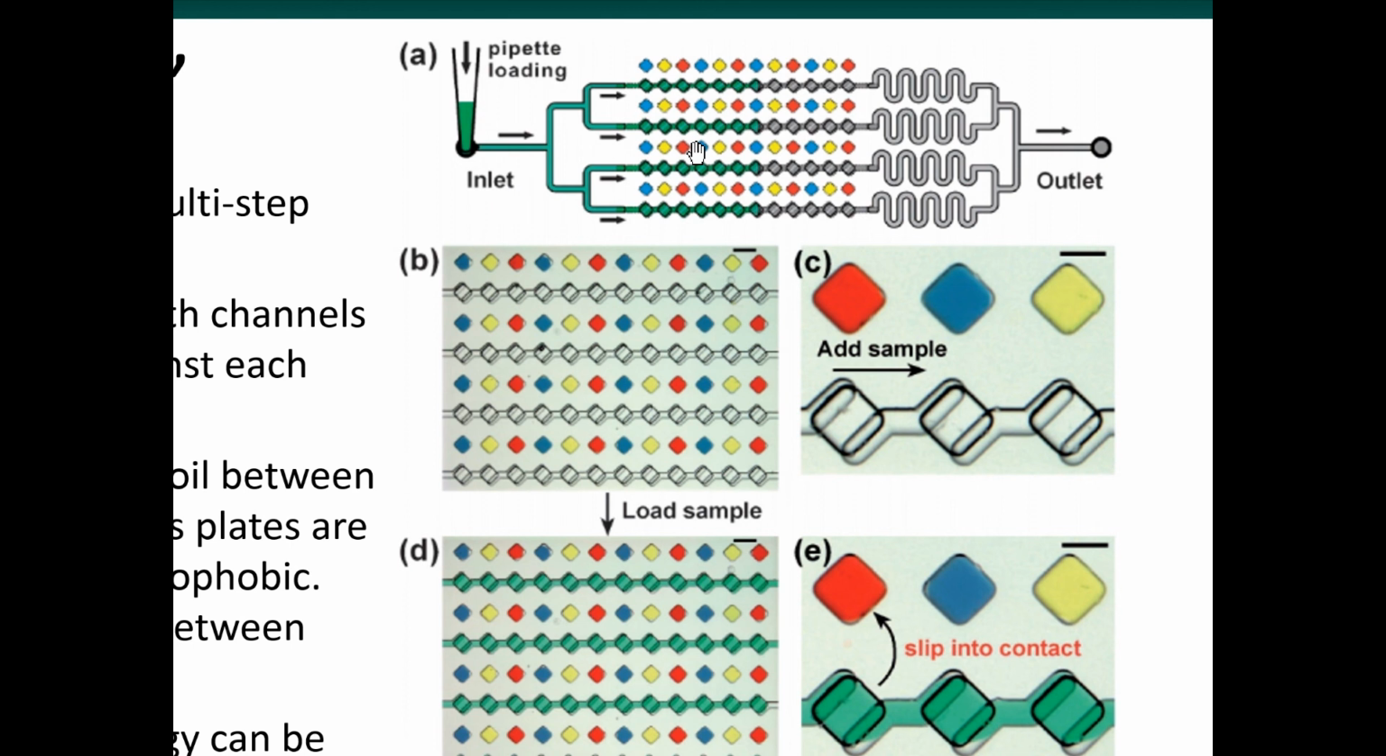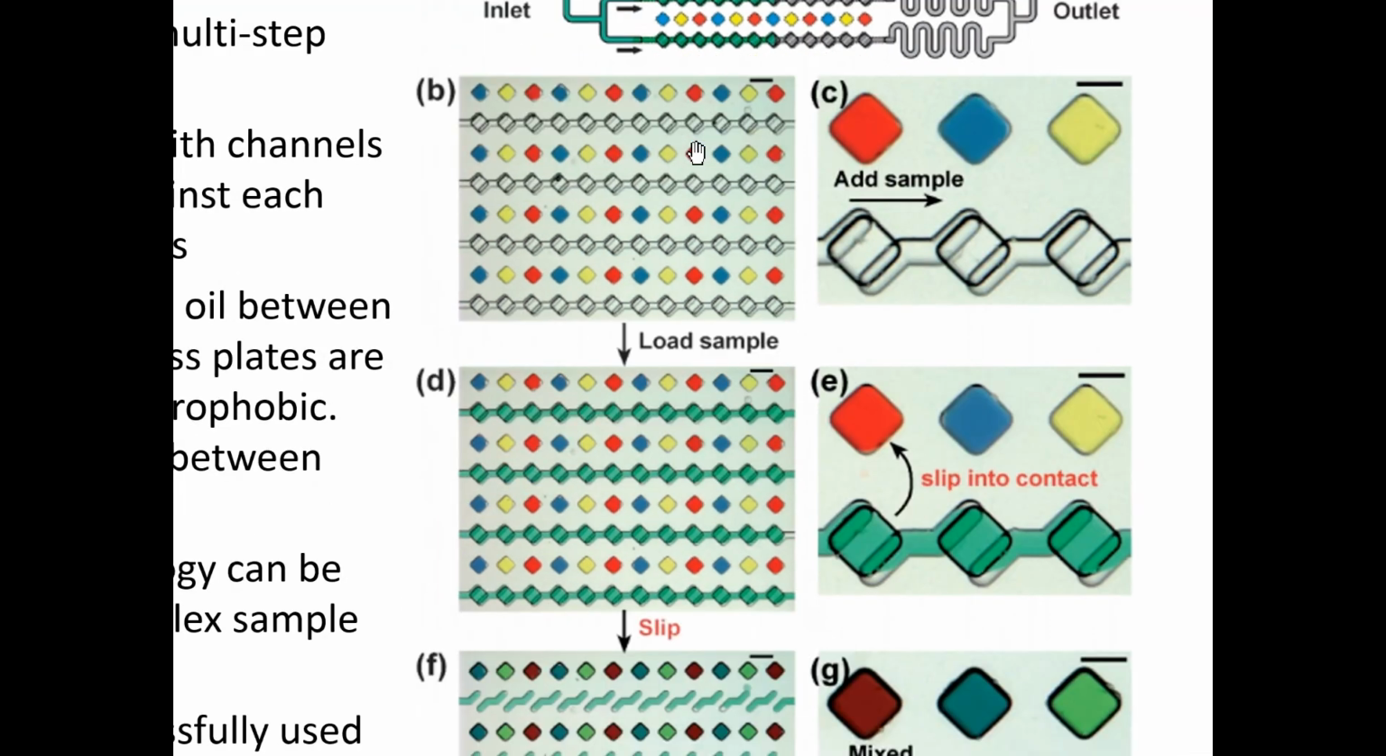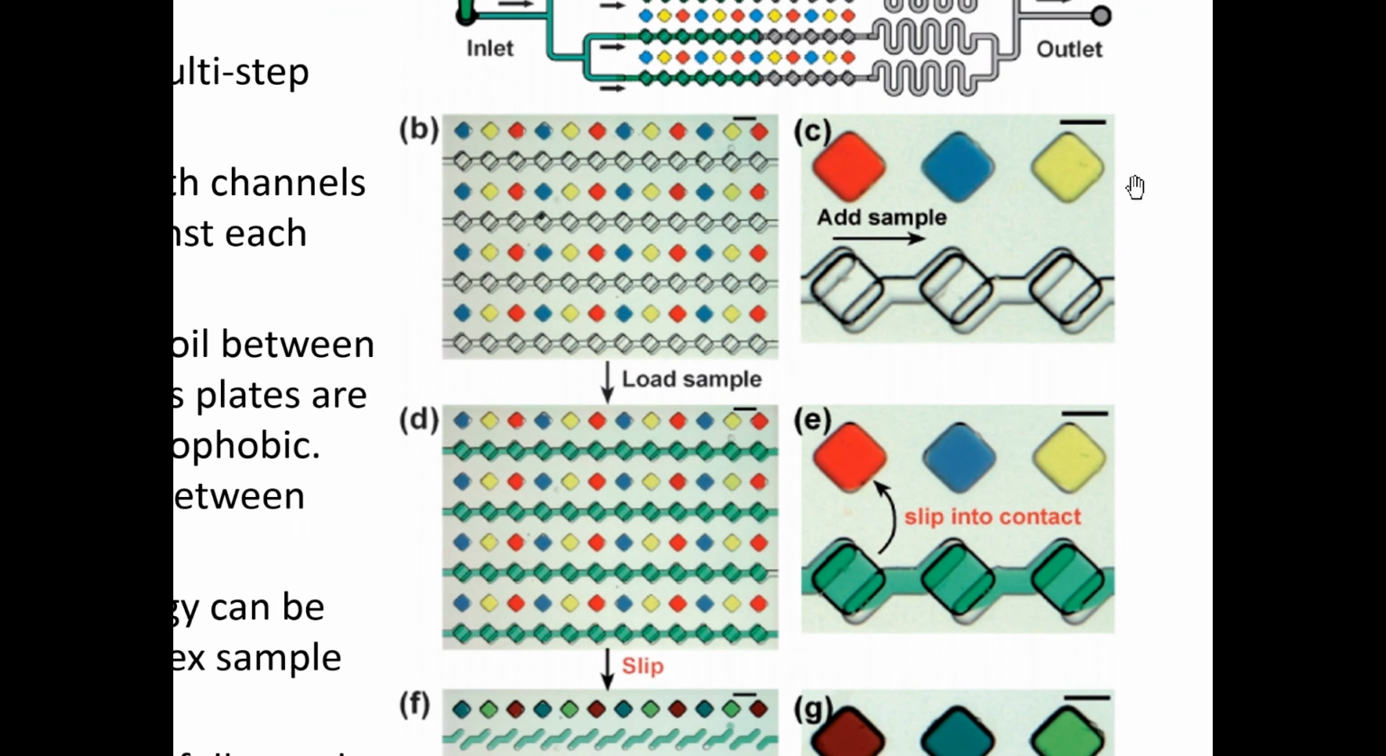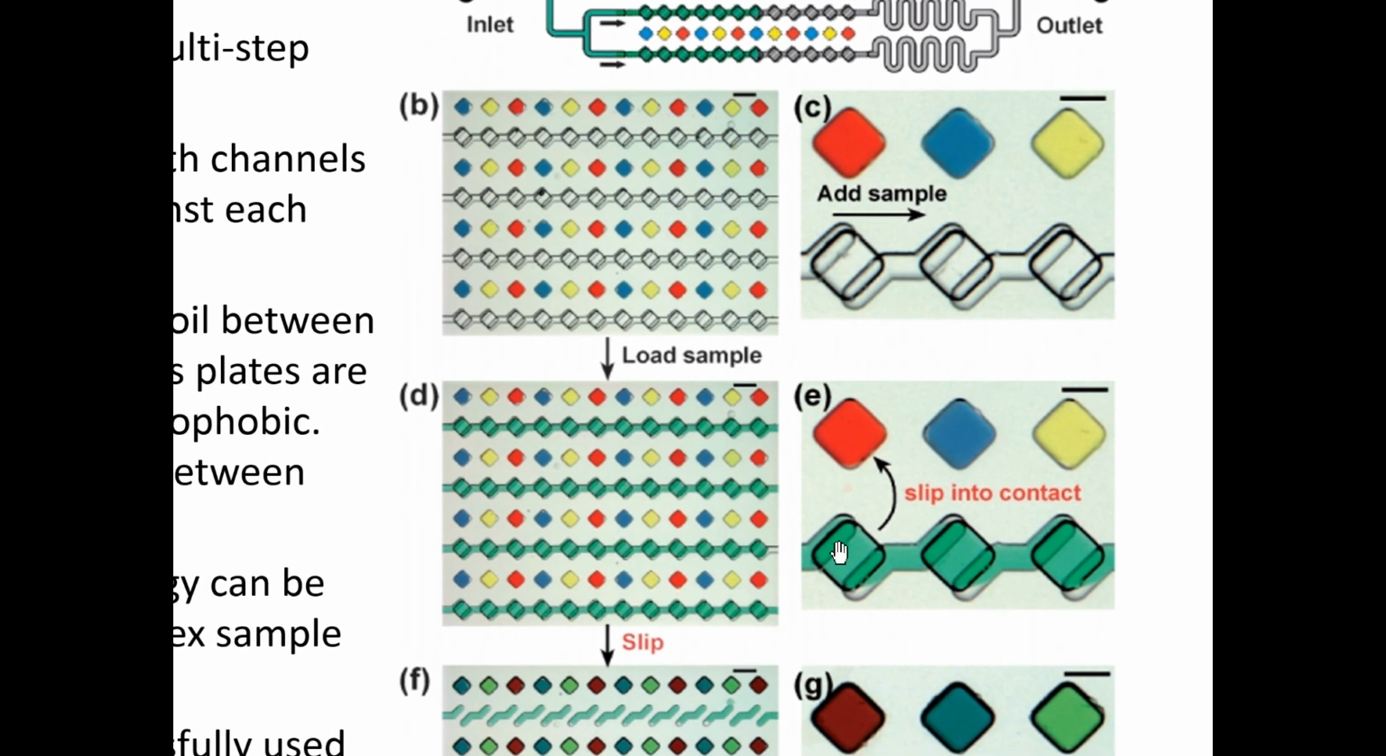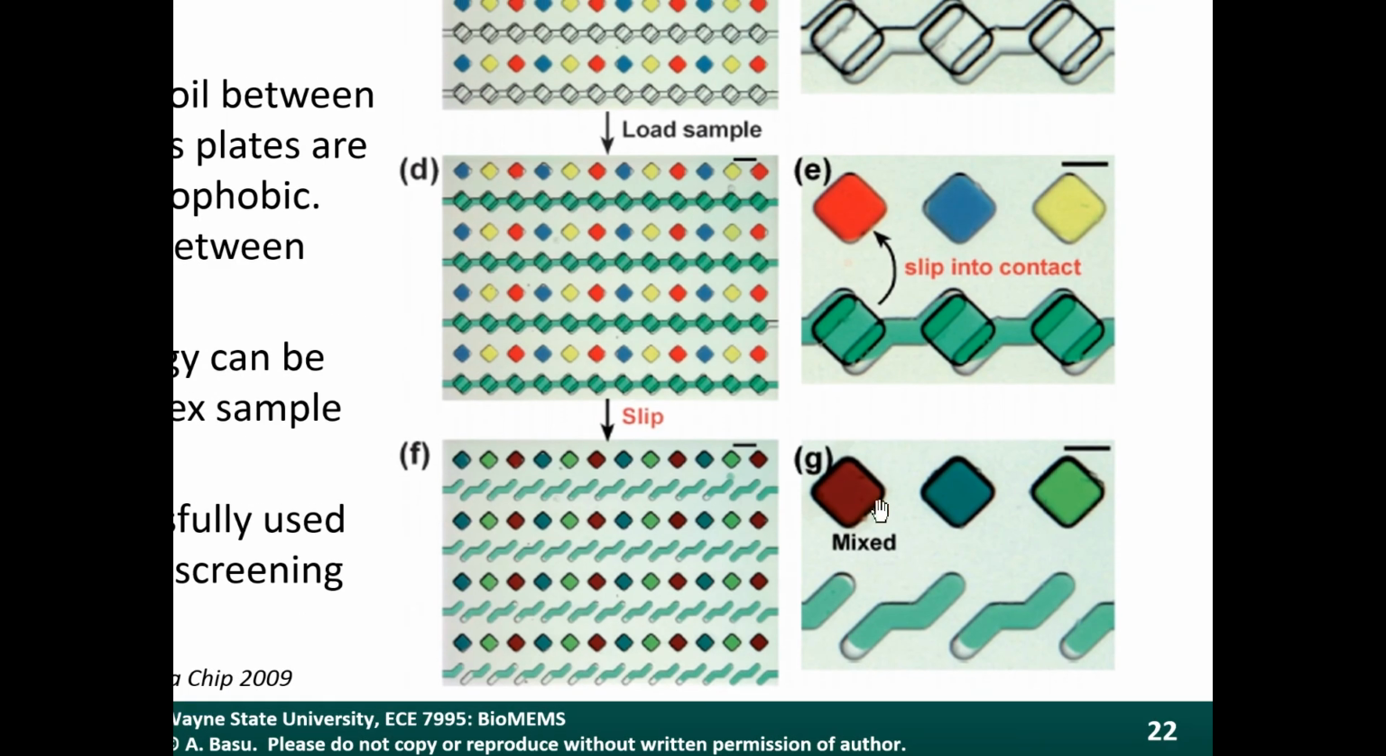So the steps would be something like this. After you fill in your reagents here, you can add your sample here at the bottom. These wells fill up with the green liquid, and then you slip this region over, and now you can see that those two regions match up and come together, and then the two chambers end up mixing.